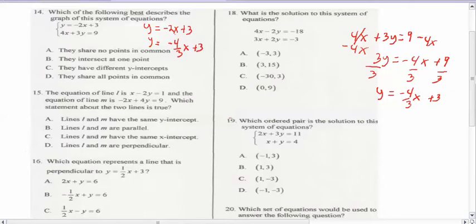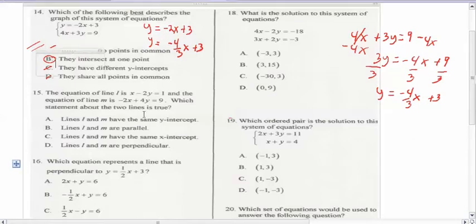Okay, now I've got my two working equations. They share no points in common. If that was true, they would be parallel lines. And how do I know if a line's parallel? If they have the same slope. These don't have the same slope, so they are not parallel. They intersect at one point. Maybe. Let me check the other choices. They have different y-intercepts. No, they have the same one. They share all points in common. That would mean they're the exact same line. They're not. So, because they have completely different slopes, they have 1 point in common. So that's that one.